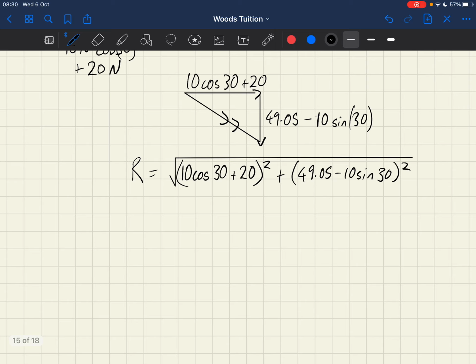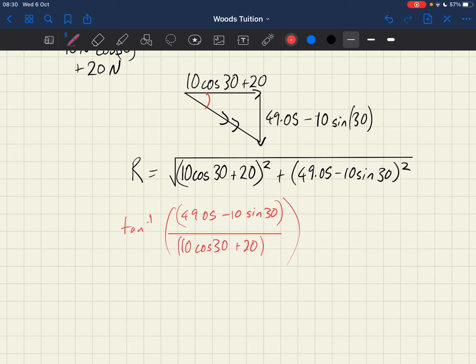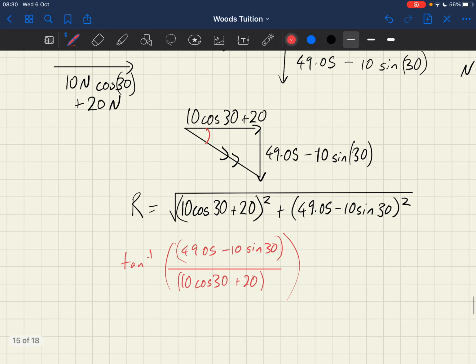Once we've got that all worked out, you can put that straight into your calculator and find your resultant vector. Then all you would need to do after that is find the argument of the vector, and that would just be tan to the minus 1 of your opposite, which is 49.05 minus 10 sine 30, over your adjacent, which is 10 cos 30 plus 20. And that is how you would find, unfortunately I don't have my calculator with me, it's in my car, your argument and your resultant vector's magnitude.